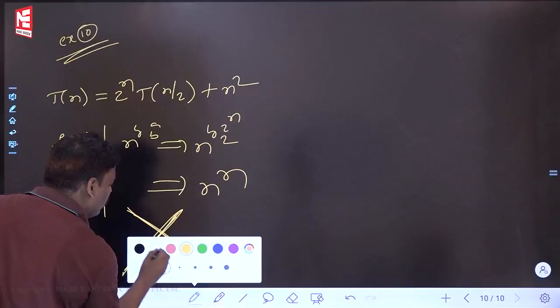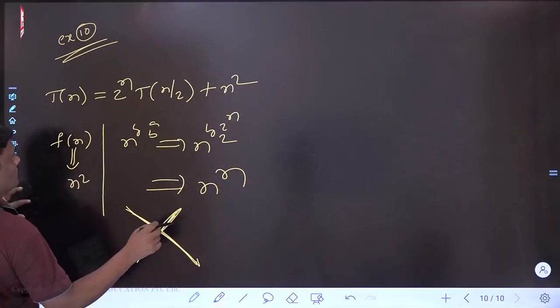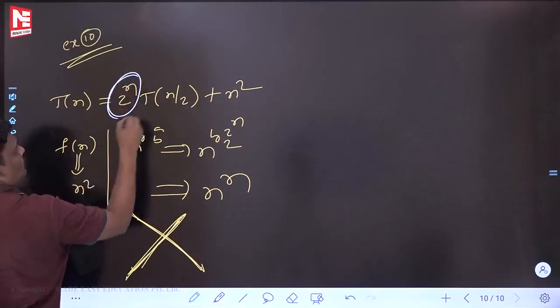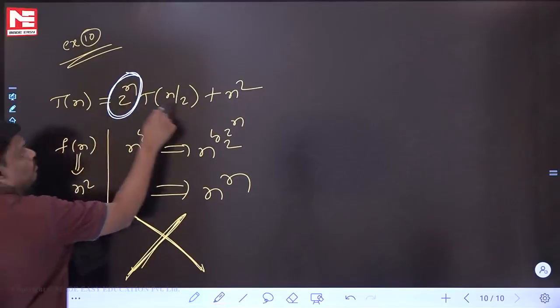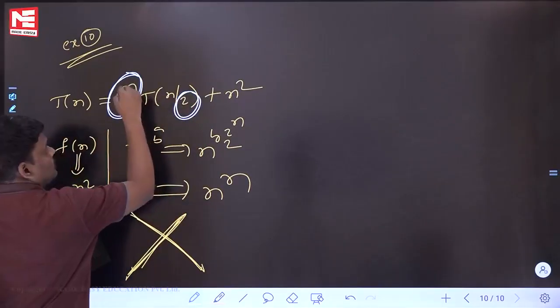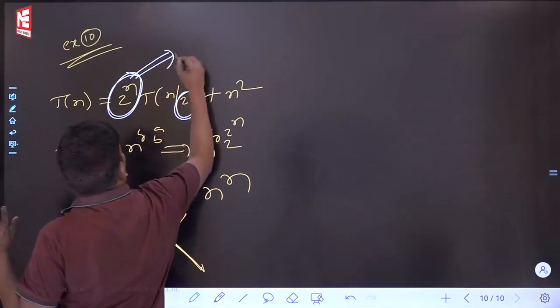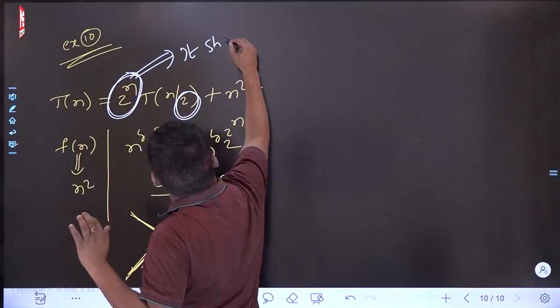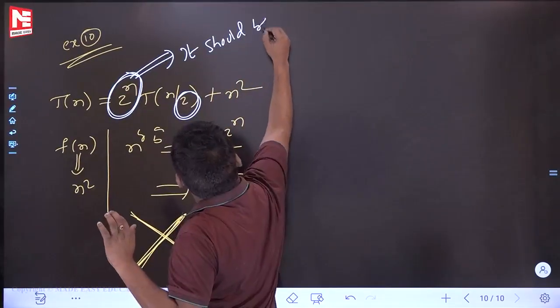Why? Can anyone help? What is the reason? The reason is that a should be a constant. See the definition: a and b are constants. Here a is a function. It should be a constant.